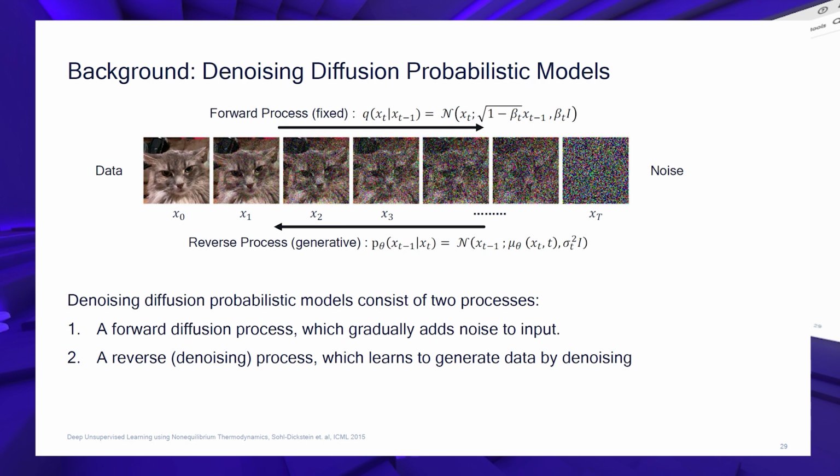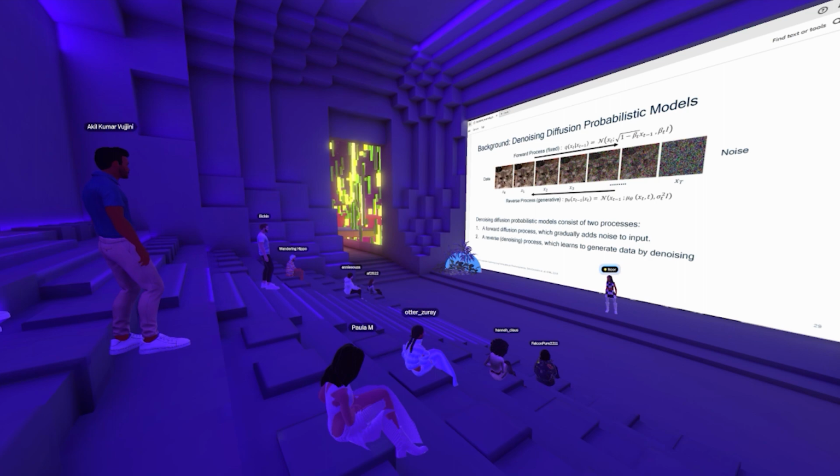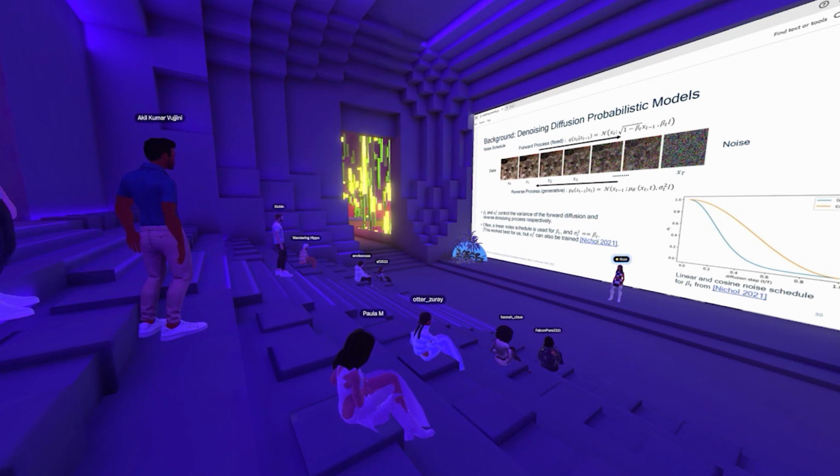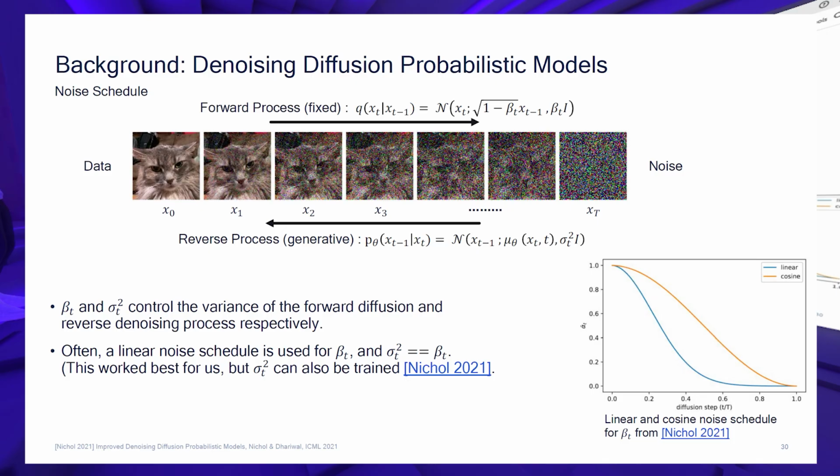So what we train the neural network to do is denoising. So it learns to denoise from noise back to data. The reverse process, which is the generative process, is learned, and the forward process is always fixed. This forward process is controlled by the amount of noise that we end up adding, and usually this is called a noise schedule. So you decide the amount of noise that you're adding at every time step and the type of noise that you would like to add.